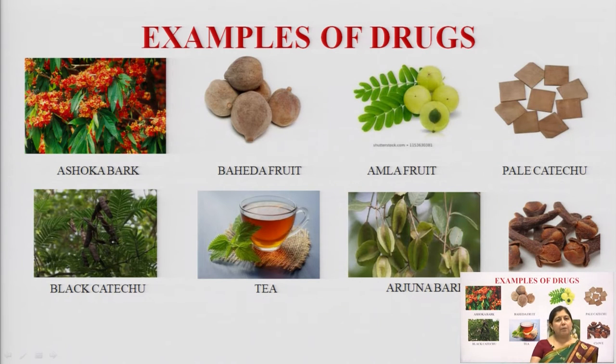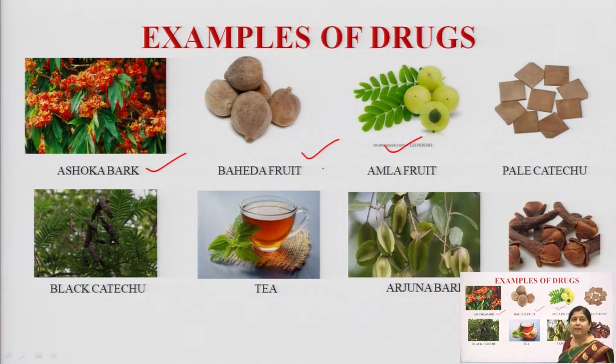These are a few examples of tannins. The Ashoka bark, the Ashoka tree, has a very good effect on the female uterus. It acts as a tonic for the uterus. Then we have the Baheda fruit. Baheda fruit is a part of the Triphala churna. You must have heard of Triphala churna. It is made up of three ingredients: one is the Avla, then we have Harde, and then we have the Baheda. This Baheda is a rich source of tannins.